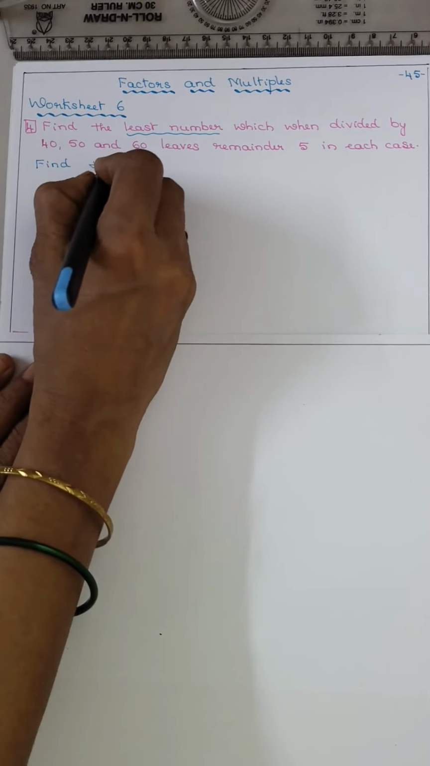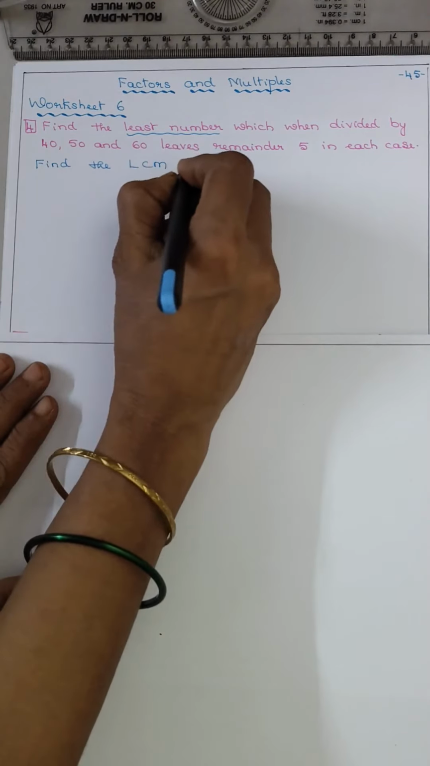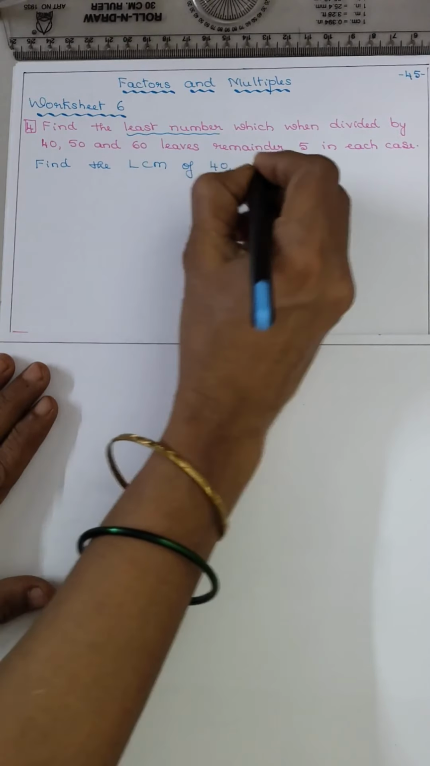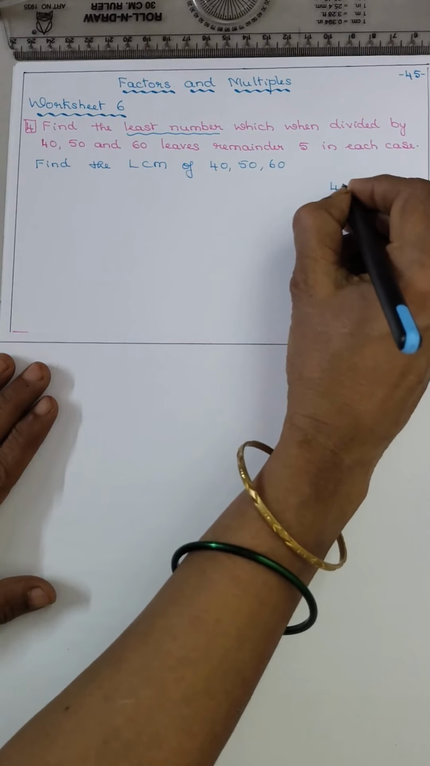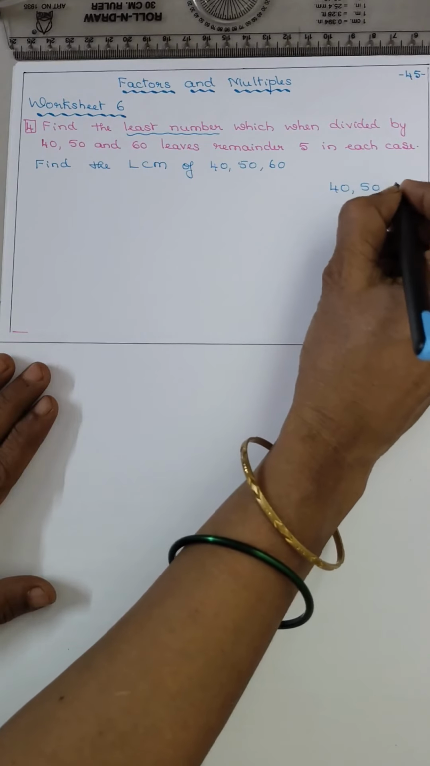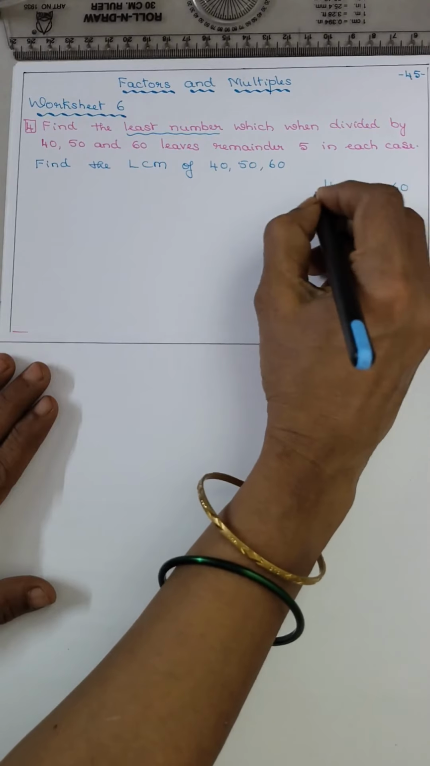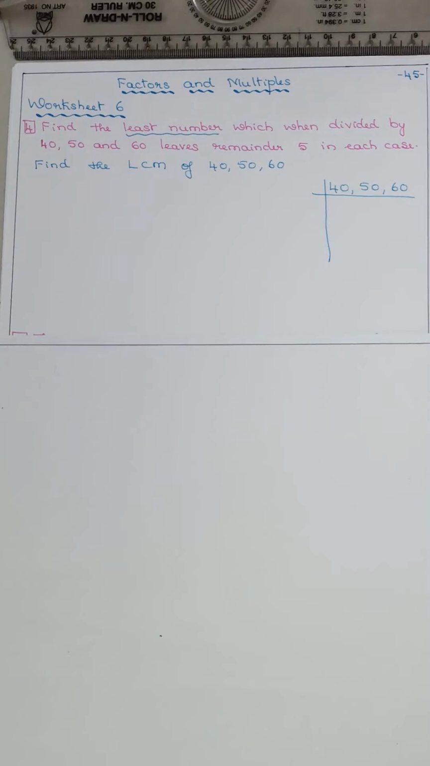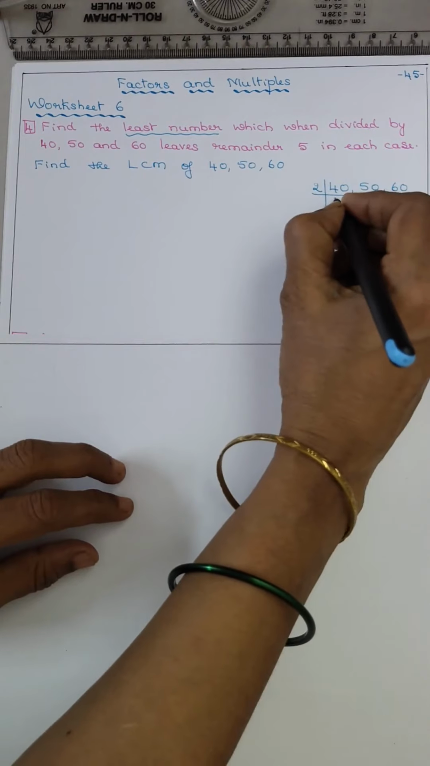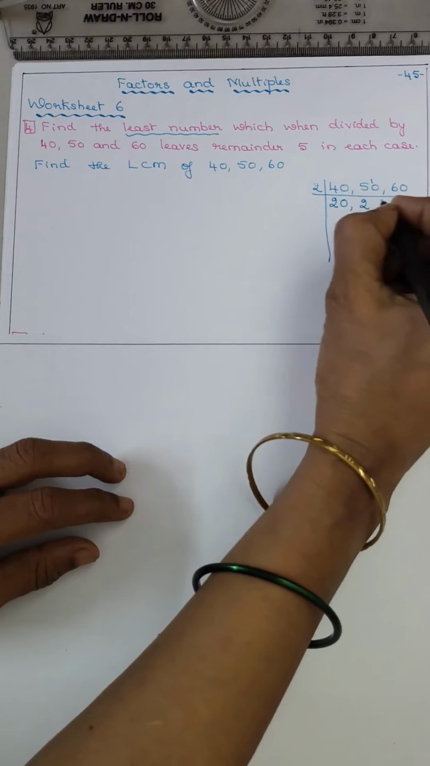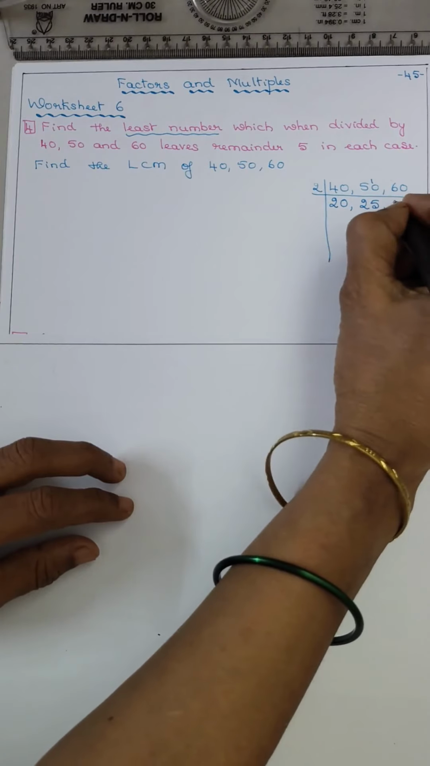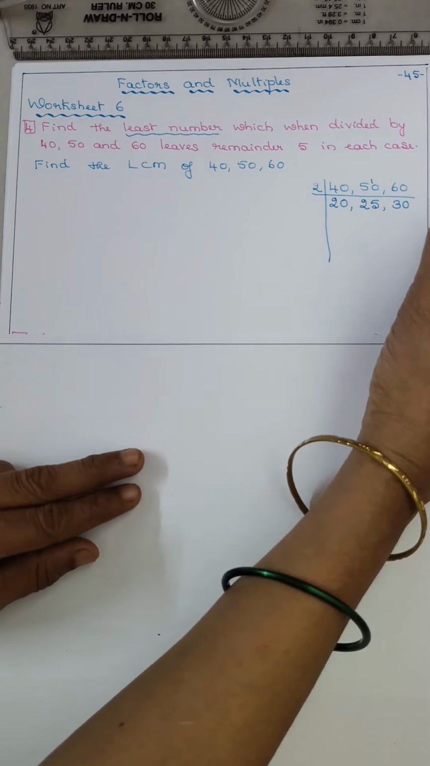So first find the LCM of 40, 50 and 60. So write 40, 50 and 60. Okay. So they are the even numbers. So start with the 2. 2 2s are 4, 0 as it is. 2 2s are 4, 1 remains. 5s are 10, 3s are 6, 0.